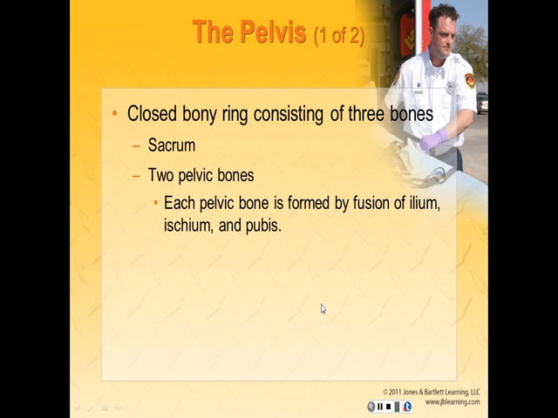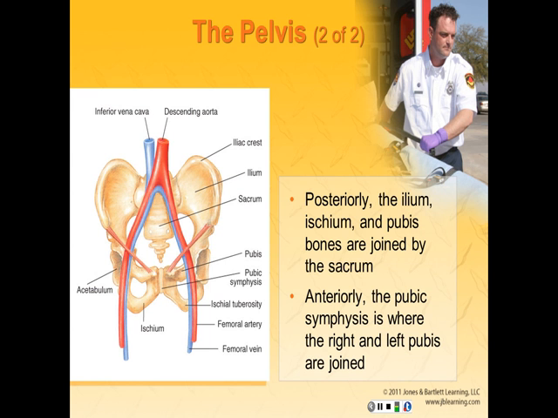The pelvis is a closed bony ring consisting of three bones: the sacrum and two pelvic bones. Each pelvic bone is formed by fusion of the ilium, the ischium, and the pubis. These three bones are joined posteriorly by the sacrum, and anteriorly the right and left pubis are joined by a hard, bony, and cartilaginous joint with minimal motion. This area is called the pubic symphysis. You can see that here. This is the pubic symphysis.